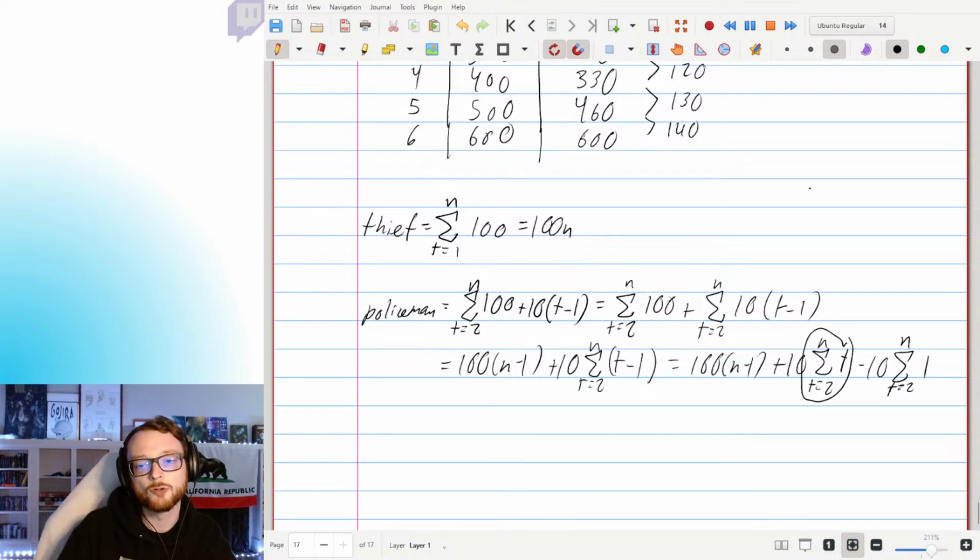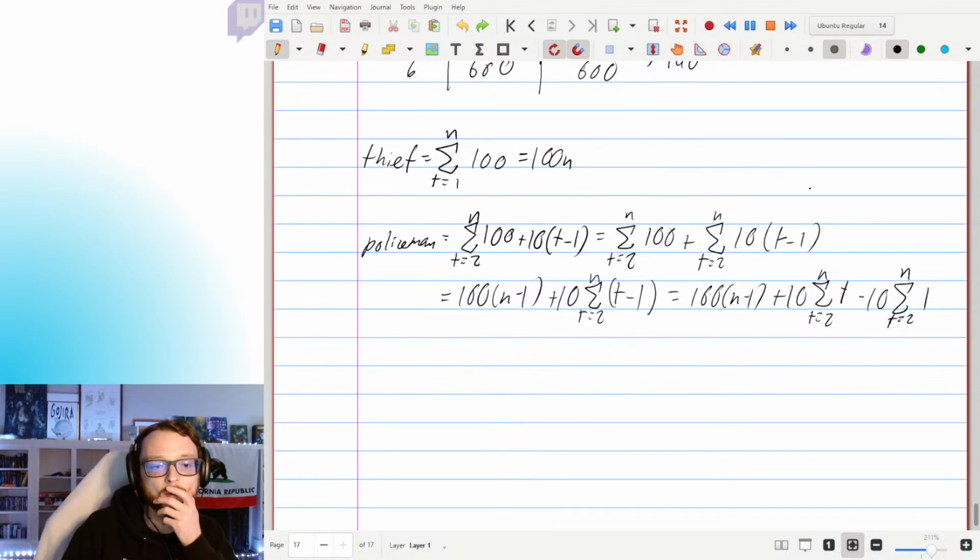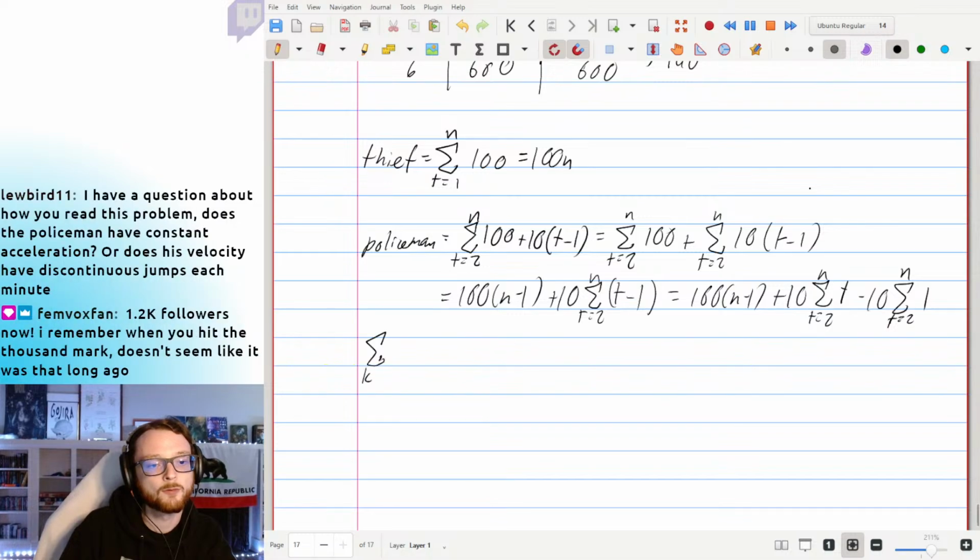Okay, so this is the sum of integers from 2 to n. The sum of integers from 1 to n has a couple different versions of the name, but Gauss's sum is what it's often called. If you start from k equals 1 to n of k, that is n times n plus 1 over 2. And so if we start from t equals 2, we can just subtract a 1 off, because 1 is the first term.